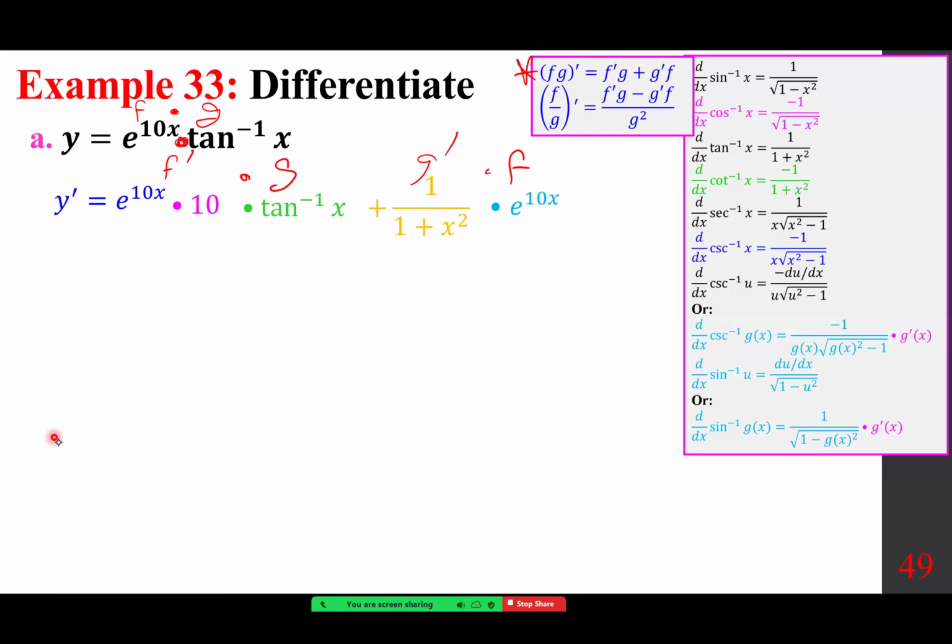We are done with calculus. This is going to be 10 e to the power of 10x tan inverse of x, and this will be e to the power of 10x over 1 plus x squared. You're practically done. If you want, you can factor the common factor of e to the power of 10x, but it doesn't simplify anything.